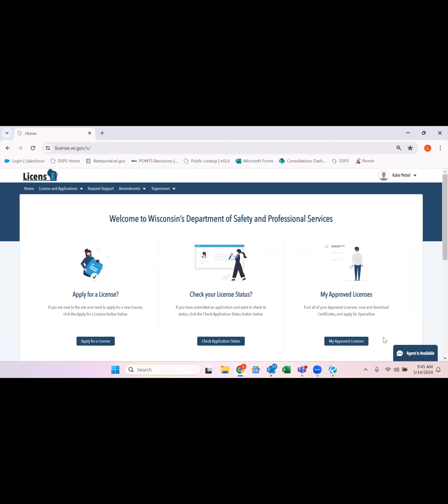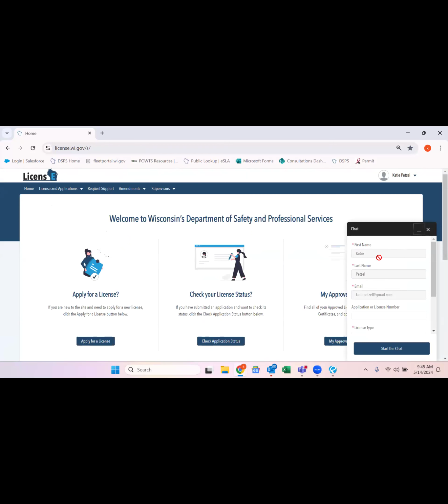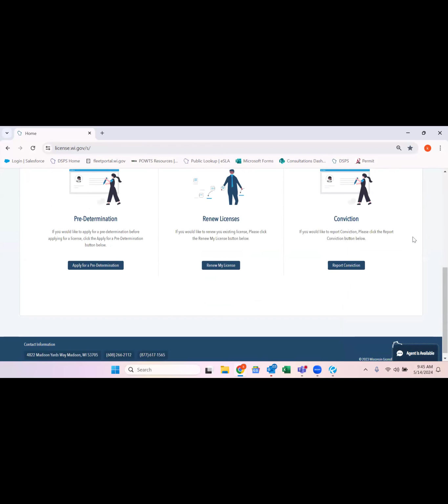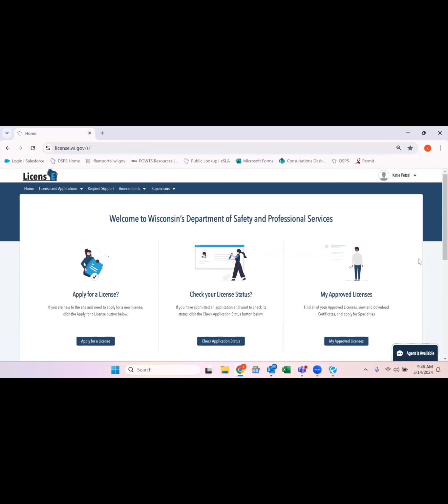So down in the bottom corner of the screen here, there's an agent available. So if you get lucky, maybe you can start a chat with them and they can resolve it right from the get-go. But I just wanted to make everyone aware that those renewals are open and those suffixes have changed.